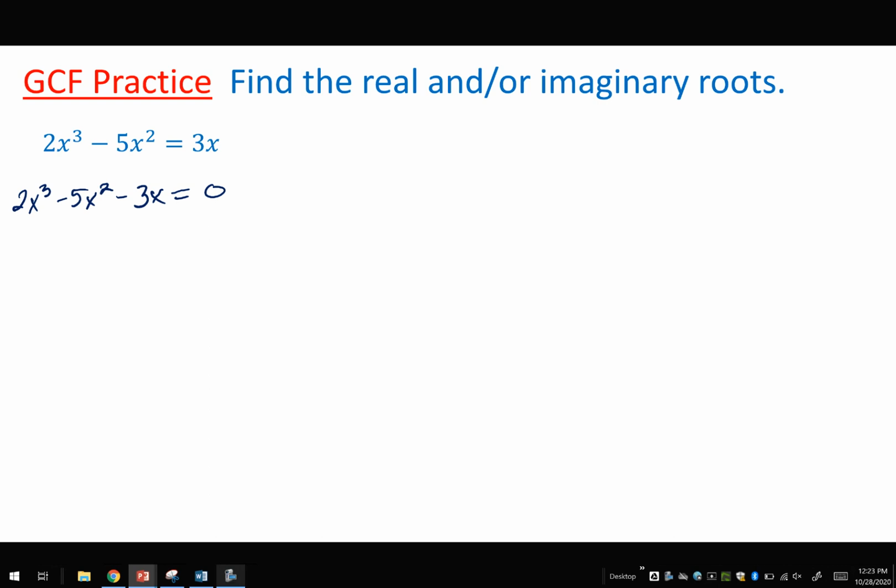All right, and on this one, we're going to be using GCF. Let's see if we can figure out a GCF for this one. 2, 5, and 3, there's no number that's a common factor of all three besides 1. That doesn't do us any good. But we can factor out an x. And so this would be 2x squared minus 5x minus 3, all in parentheses, equals 0 after I've factored out the x, which is my greatest common factor.